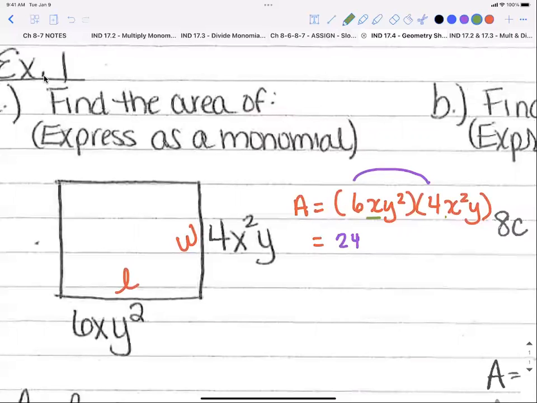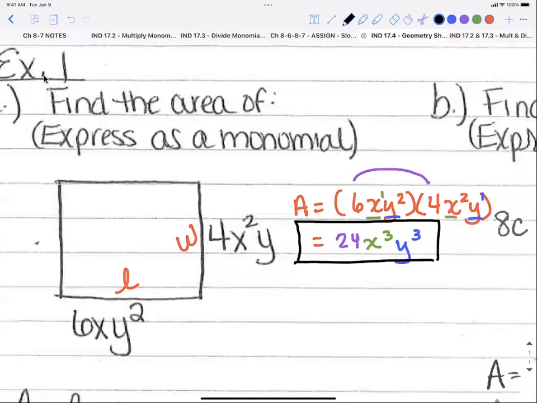So I've got my x's, so I'm gonna write my base of x. And this is x to the 1 and x to the 2, which is x to the 3. And then lastly, I have my y's. Okay, so I keep my base. Y to the 2 and y to the 1 is y to the 3. So your final answer of your area of this particular rectangle is this. Now this looks really weird because it's not a number, but because we don't know the value of x and y, this is as good as you can get.